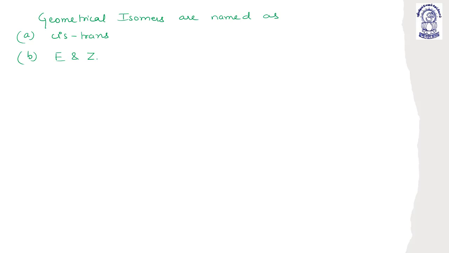Now, geometrical isomers are named as cis-trans, E-Z, syn and anti. First we are going to discuss cis and trans isomers.